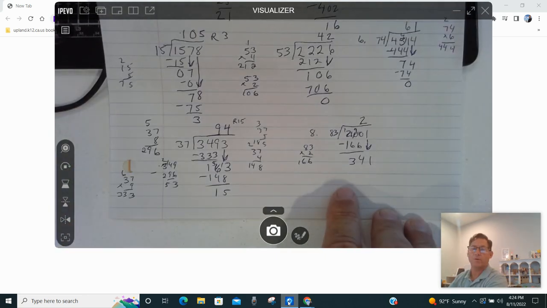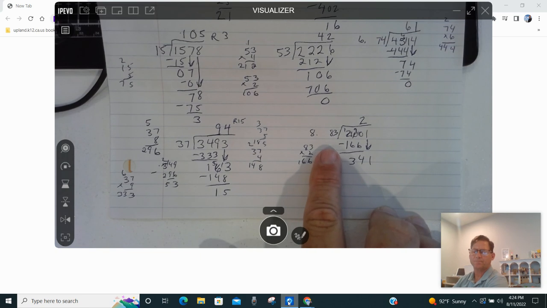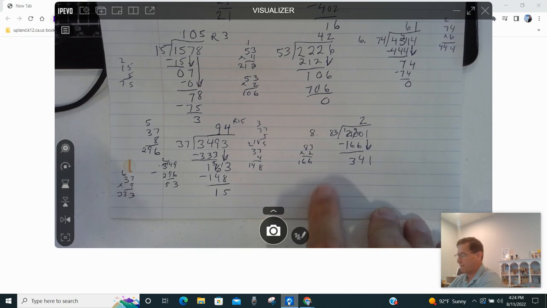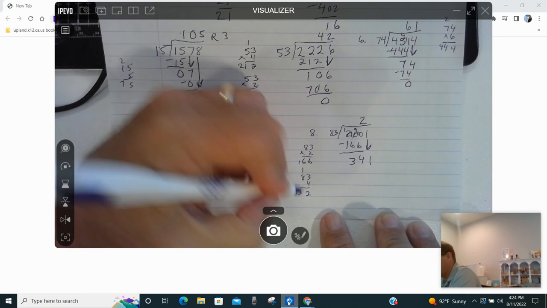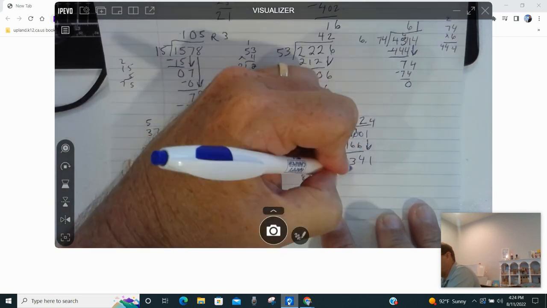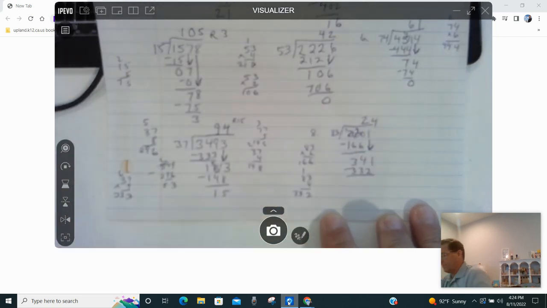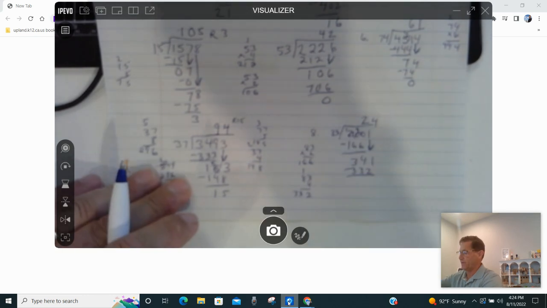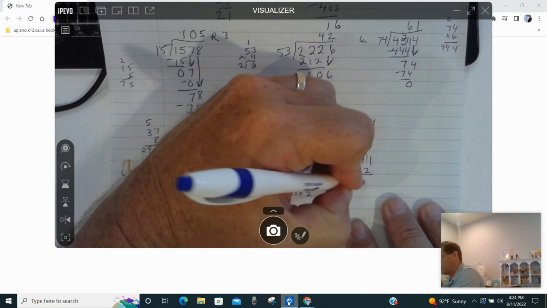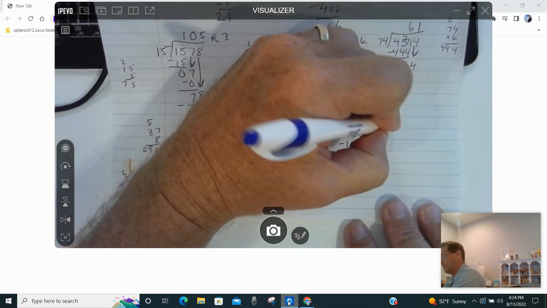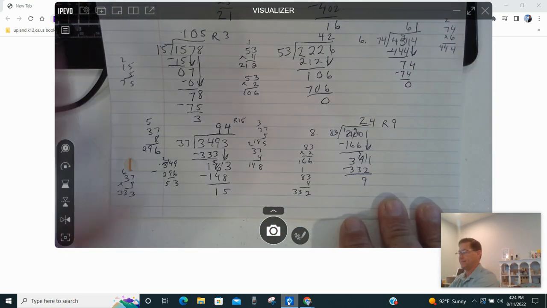All right, 341 divided by 83. 4 times 80 is 320. I'm going to try 4. Okay, that gets me pretty close. 4 times 83 is 332. Subtract, we get a remainder of 9. So 24, remainder 9.